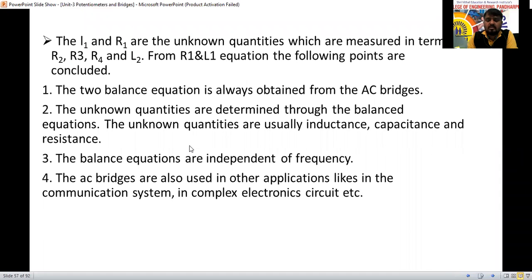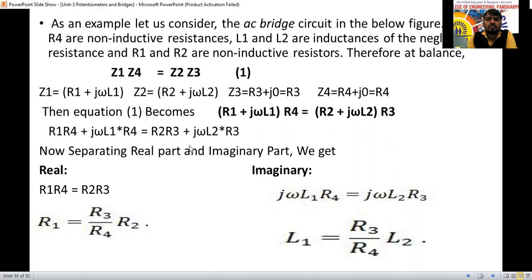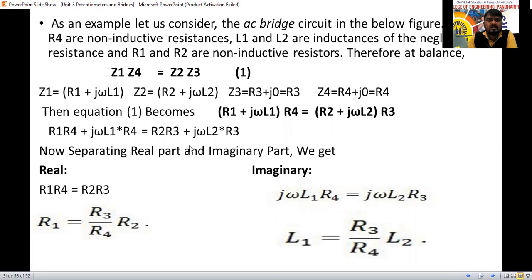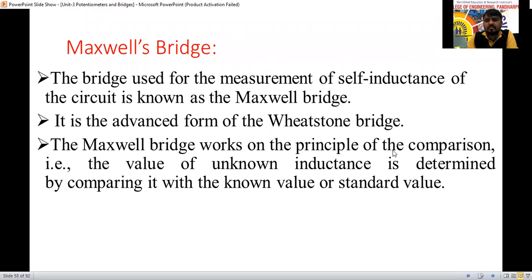To measure the inductance, we are going to use the Maxwell bridge, and there are also Searing bridges, de Sauty bridges, so many bridges, one by one. We'll start here. Up to here, yesterday we discussed these equations and some rules. In today's class, we are going to discuss Maxwell's bridge. This bridge is used for the measurement of self-inductance only, and the bridge used for measuring self-inductance of a circuit is known as the Maxwell bridge.